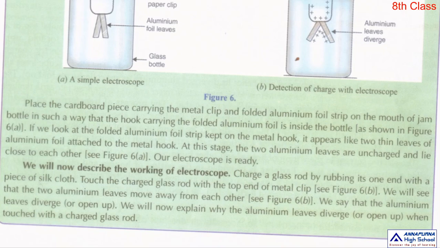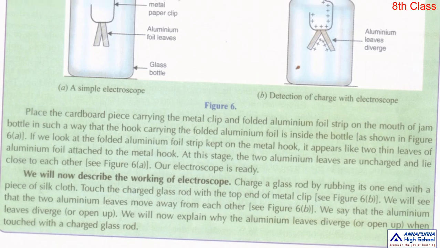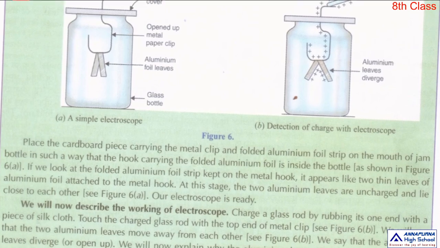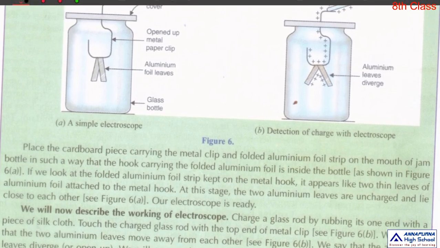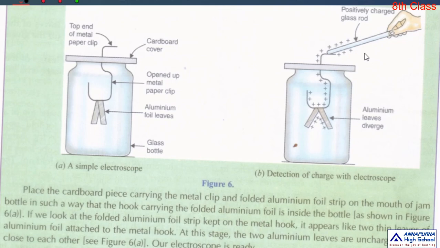Place this charged body on the top end of the metal clip such that the charged body is in contact with the metal clip. Whenever you place this glass rod on the top end of the metal clip, at the same time focus your vision on the aluminum foils. Do you observe any movement in the aluminum foils? Yes, momentarily. At that moment, whenever you place the glass rod on the paper clip, we observe these two aluminum foils diverge. That means they move away from each other by themselves.